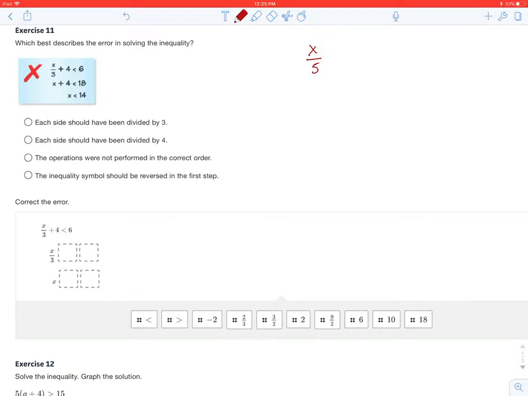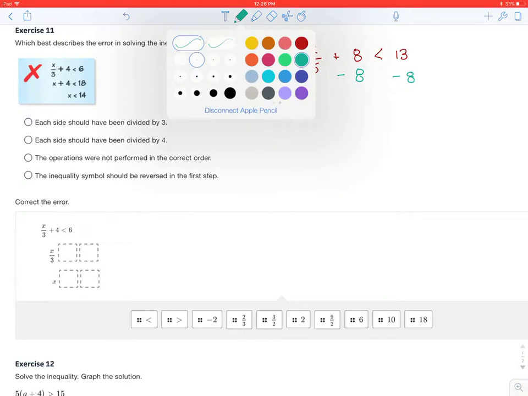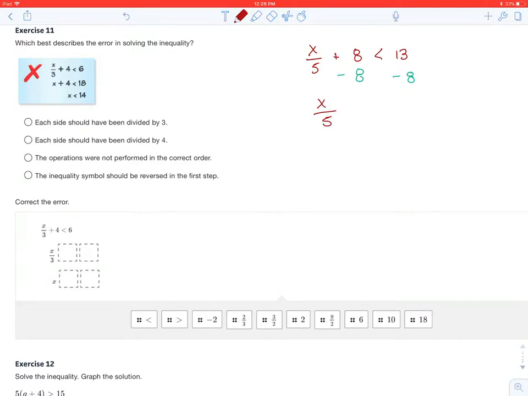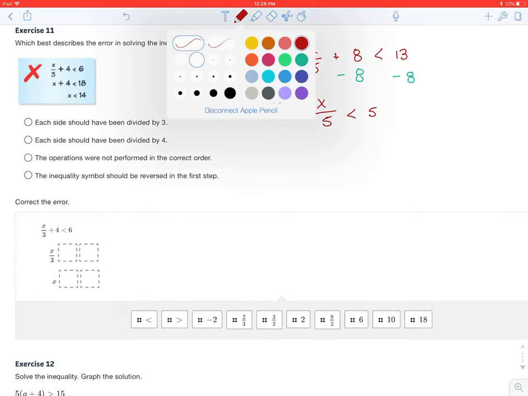What if I had something like x divided by 5 plus 8 is less than 13? If I had this problem, the way that I would solve it is I would start off with the number that's farthest from the variable. That's either going to be the 5 or the 8, not the 13. Remember, we have to work on the same side as the variable. And so I'm going to take care of this plus 8 first. I'm going to subtract 8 from both sides. That's going to leave me with x divided by 5 is less than 5.